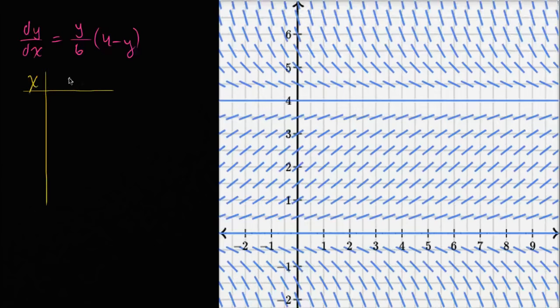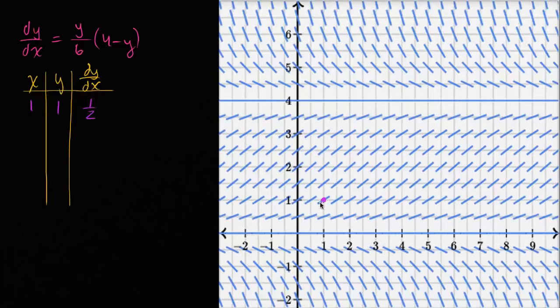So let's just verify a few points. So let's say x, y, and dy dx. So let's say we start with, I don't know, let's start with this point right over here, 1, comma 1. When x is 1 and y is 1, well, when I look at the differential equation, 1/6 times 4 minus 1, so it's 1/6 times 3, which is 3/6, which is 1/2.